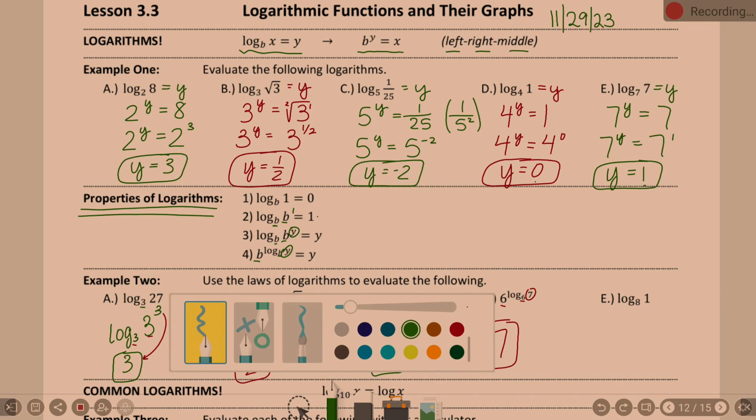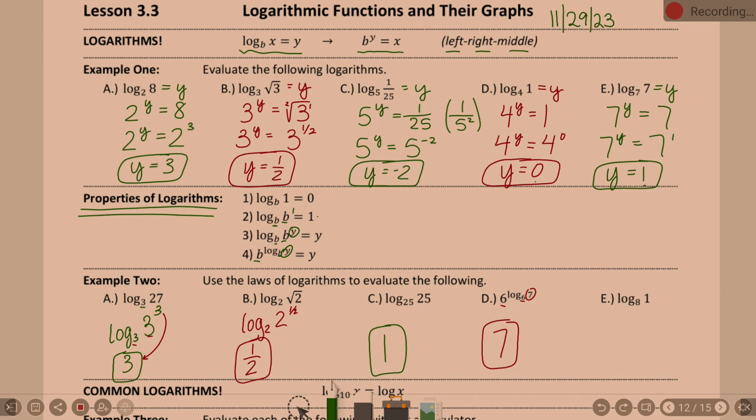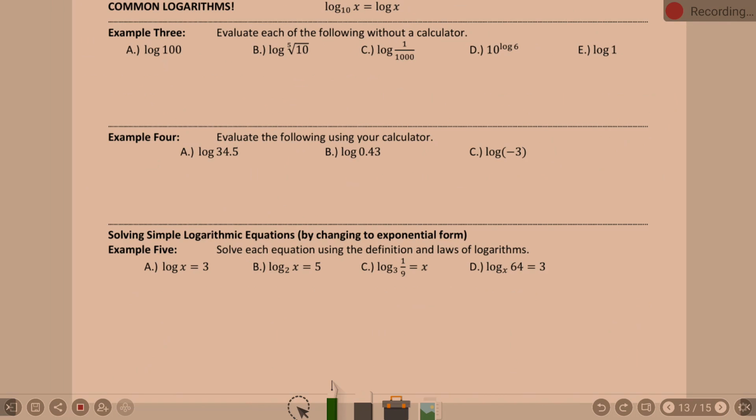And log base 8 of 1. 0. This is property 1. Anytime it's log of 1, it doesn't matter the base, it will always be 0. Okay, you got some basics there? Keep those properties in mind. We're going to use them as we go forward.